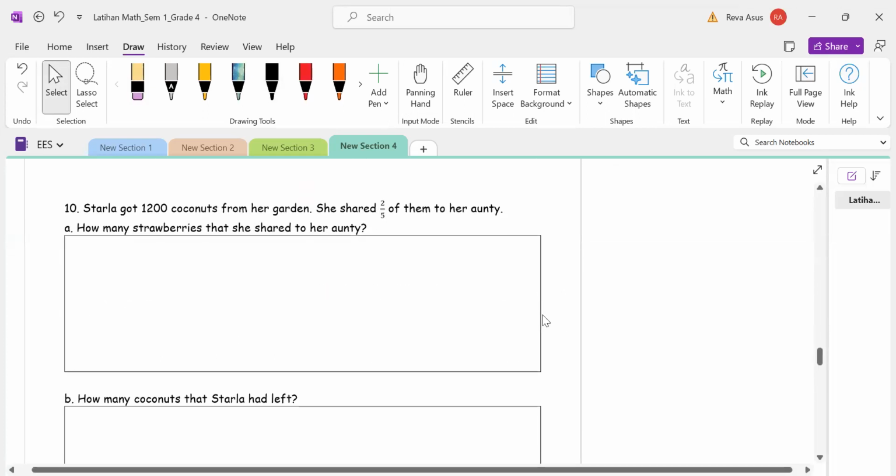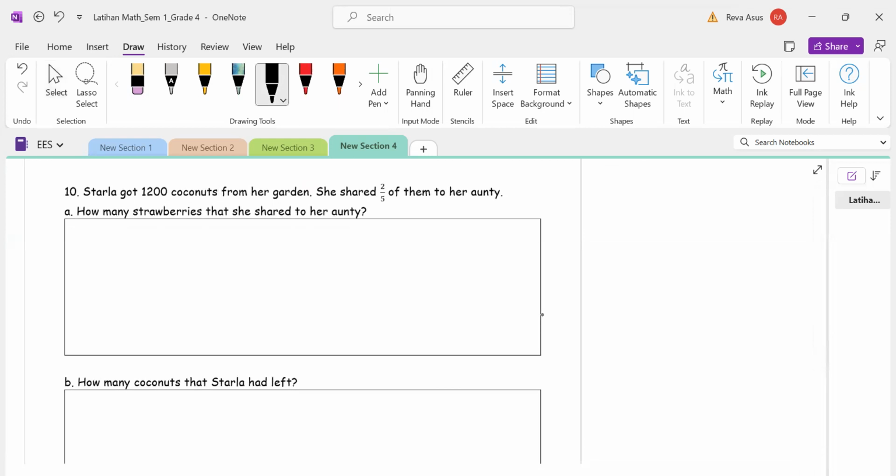And then number 10. Starla got 1,200 coconuts from her garden. She shared two-fifths of them with her auntie. How many coconuts did she share with her auntie? It's easier for us to draw the bar. How many parts of the bar do we need to draw? We need 5 parts of the bar.